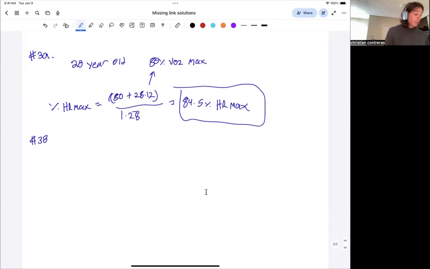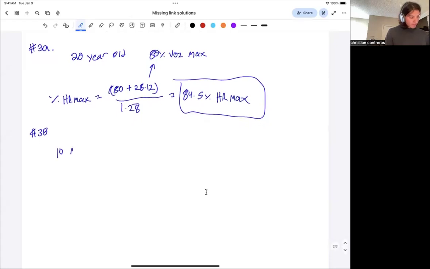So you have two ways that you can solve this. We can just say, okay, if we know she has a 10 MET max, and if we go up the ladder, from METs to relative VO2, that's going to be about 35 milliliters per kg per minute, because we just take 10 and multiply it by 3.5. We have two ways we can solve this. Again, we say 80% of our VO2 max. Well, let's say 35 per kg per minute.